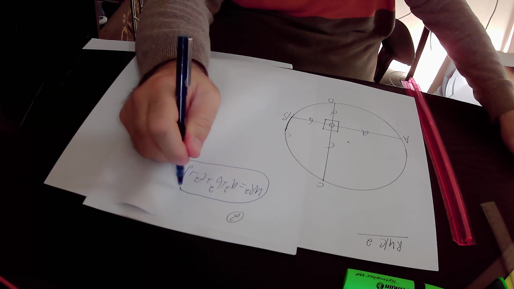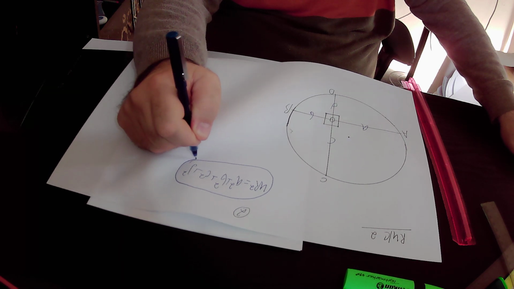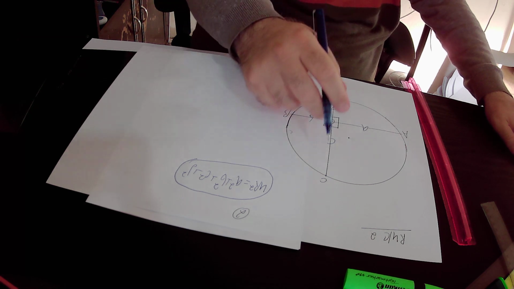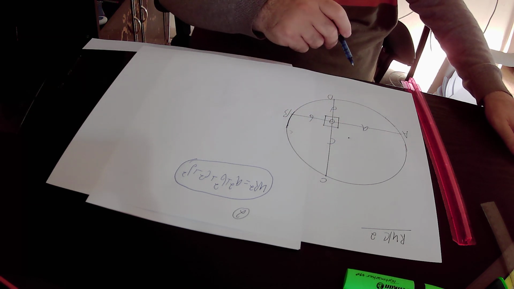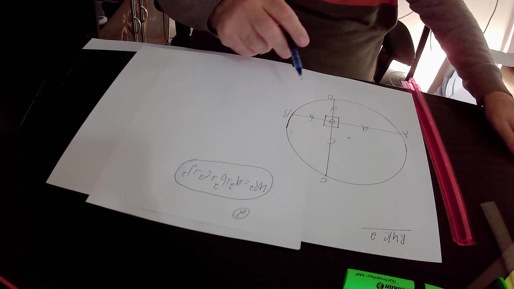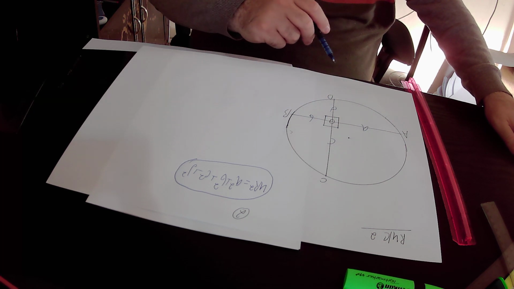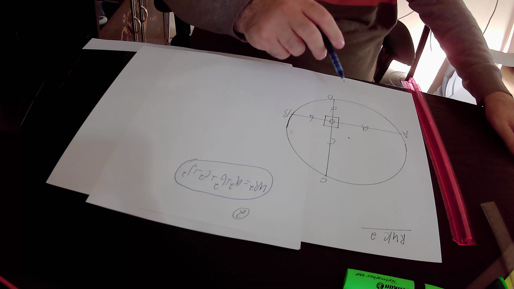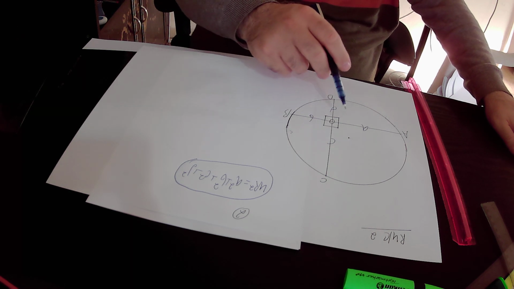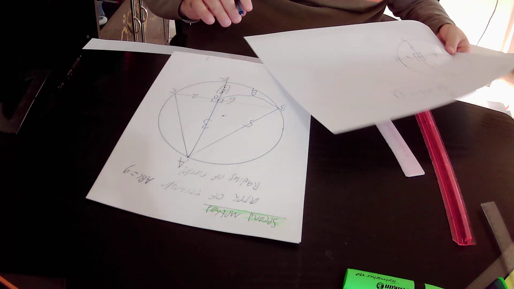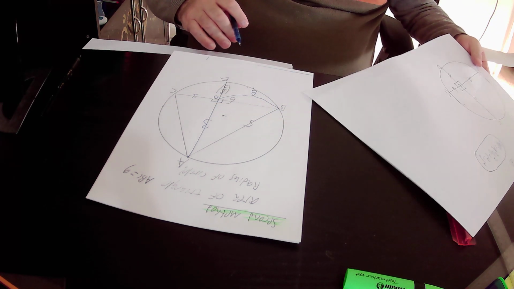Okay? If chord AB intersects with chord CD at 90 degrees, then 4 times R squared, where R is the radius of the circle that contains the two chords, equals A squared plus B squared plus C squared plus D squared. Here we will implement rule number 2 in our drawing.